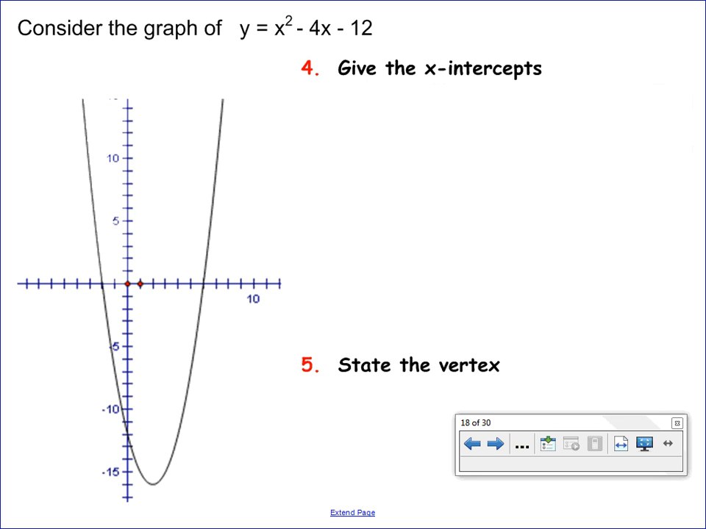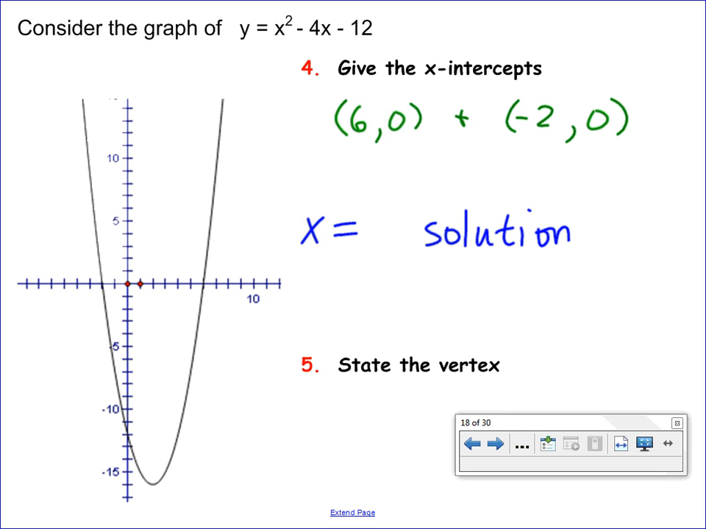We already saw those as (6, 0) and (negative 2, 0). Those were the x equals solution values that the quadratic formula spit out at the end. And so these were the x equals solutions. And you guys already knew that. In fact, Hannah shared that before we went to write down our physical characteristics.